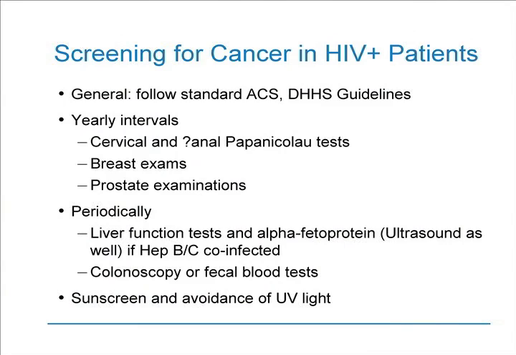So screening recommendations for cancer in HIV-positive patients generally follow standard American Cancer Society and Department of Health and Human Services guidelines. Yearly intervals are recommended for cervical and possibly anal pap tests. Breast exams and prostate exams are recommended, and periodically liver function tests, alpha-fetoprotein, and liver ultrasound if a patient is hepatitis B and C co-infected, and colonoscopy or fecal blood tests for colon cancer screening, and sunscreen and avoidance of UV light to minimize the risk for skin cancer.